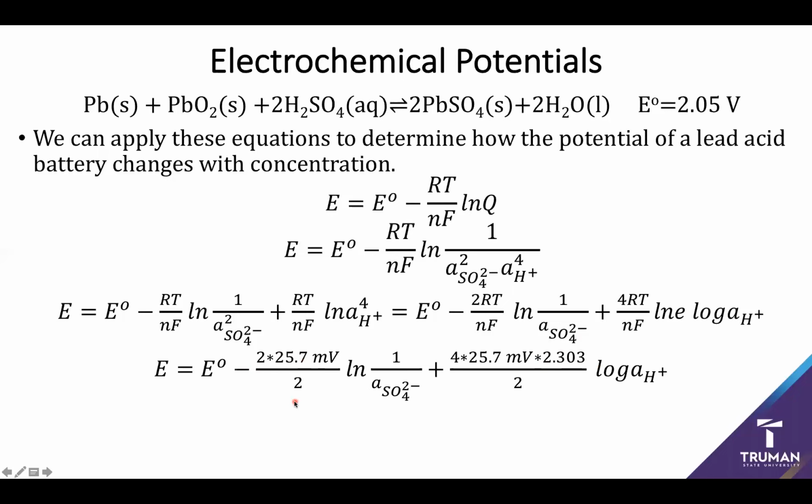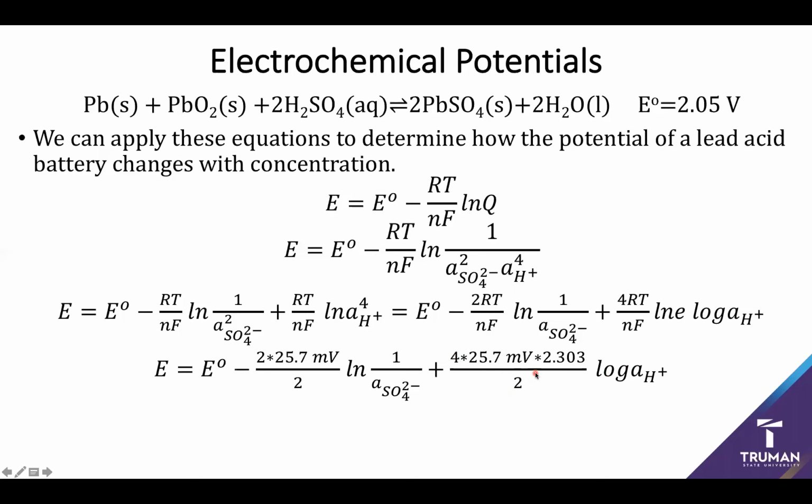Now, under standard state conditions, it is worth acknowledging that RT over F is equivalent to 25.7 millivolts. So I'll go ahead and substitute that in for RT over F. This just leaves me with the 2 from my activity exponent and the 2 from the number of electrons. And then we again play similar tricks with the activity of our proton concentration: 4 for the exponent, 2 for the number of electrons being transferred.